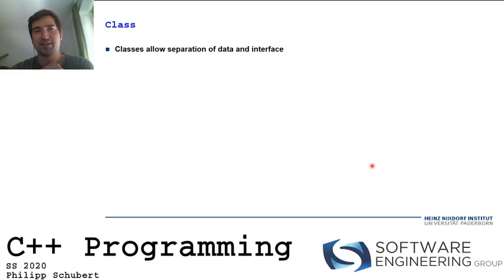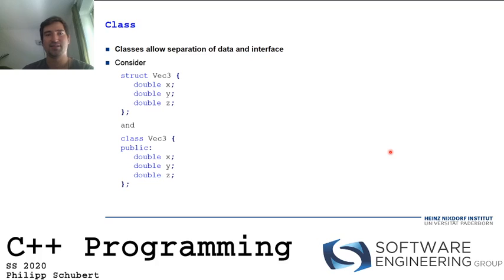But usually you wouldn't use struct for that. You would probably wish to use classes for that. So you would use classes to allow for separation of data and interface. What does it mean? Let's have two examples. Let's have a struct vec3, and again the three member variables x, y, z of type double, and we have a class vec3, and here we use the public specifier. So we say, this section that follows after public colon is all public. And here we have no difference. So this and this are exactly the same in C++.